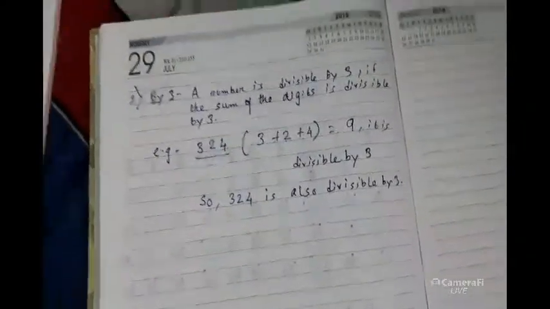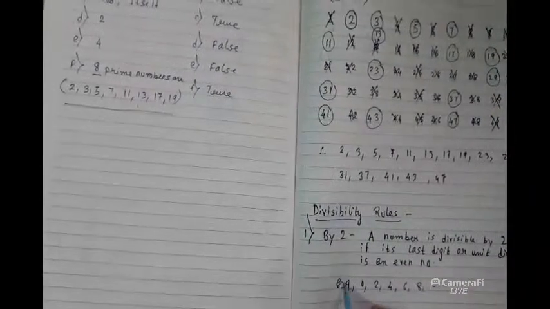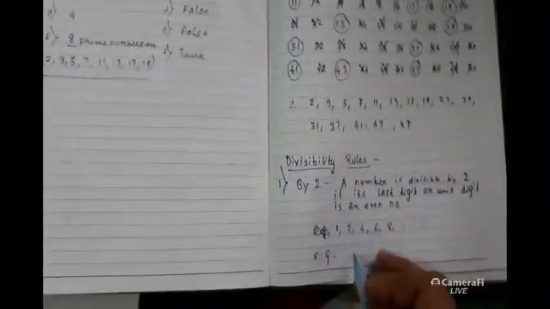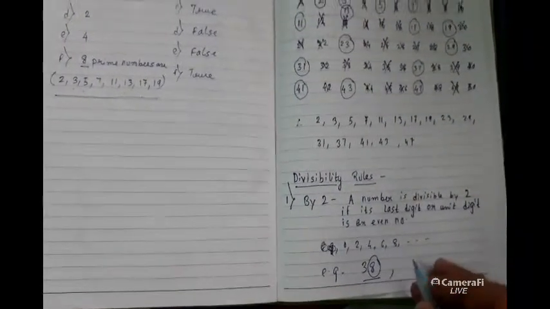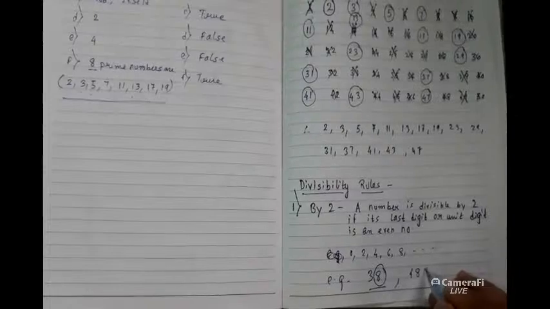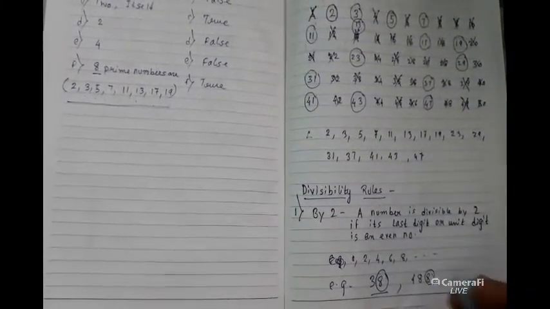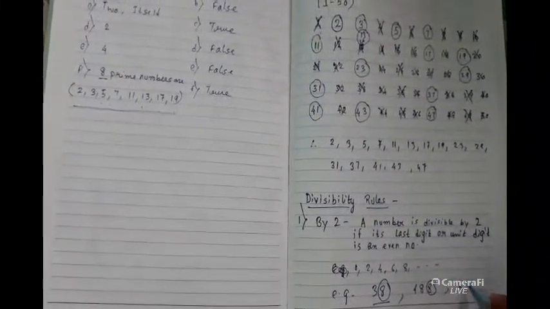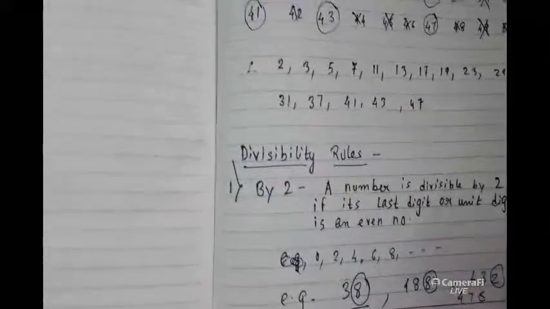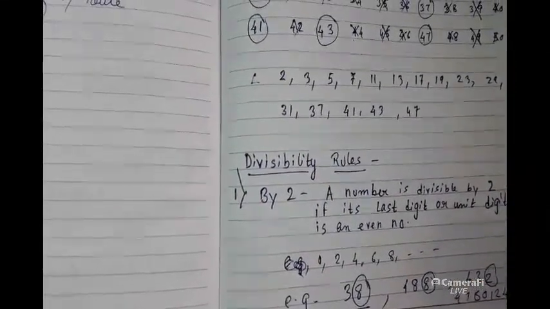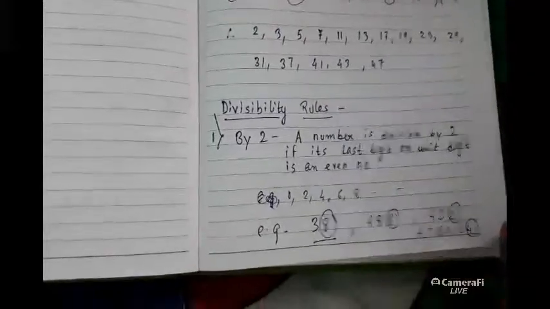I haven't given an example in the last one, so let me give you an example. Example will be like 38. This 8 is an even number, so it is divisible by 2. 478, this 8 is even. It may be a big number like 4760124. The last digit is 4, an even number, so it is divisible by 2.